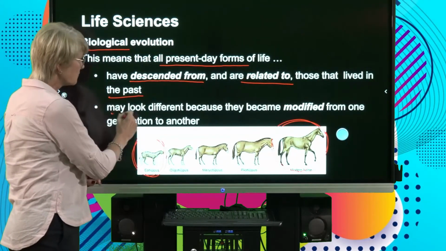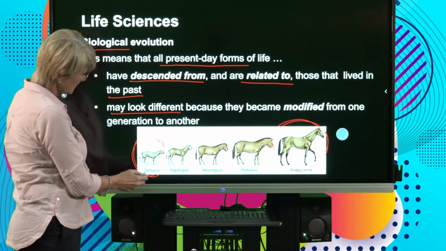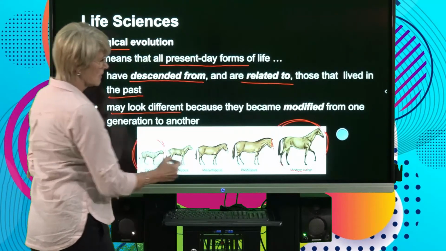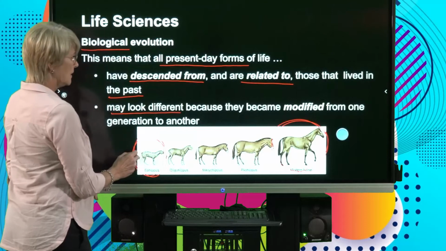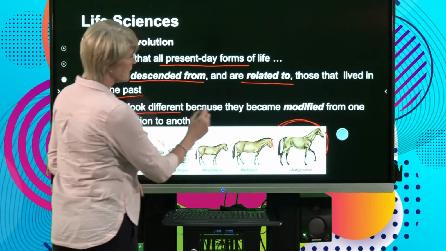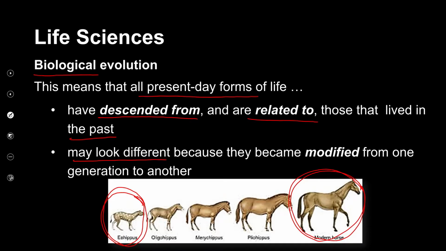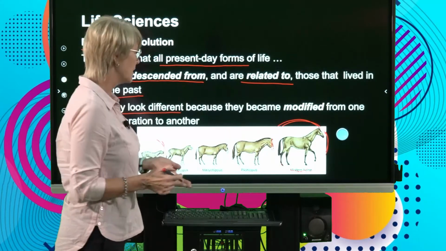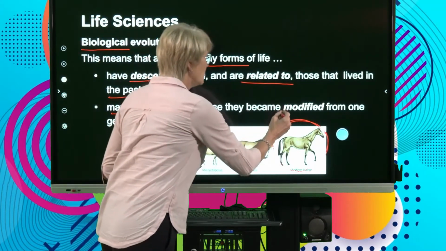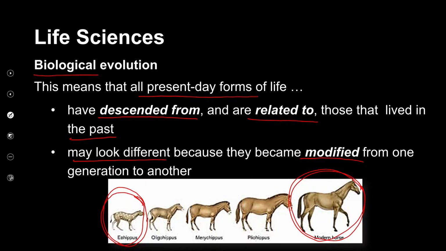They may look different, and we can see that here. If we have a look at the first horse, and we look at what we know today as the horse, we can see they look different. That is because they became modified, and that modification took place in the form of mutation. So it was the genes that were modified, and because of that modification, they then look different from one generation to another.